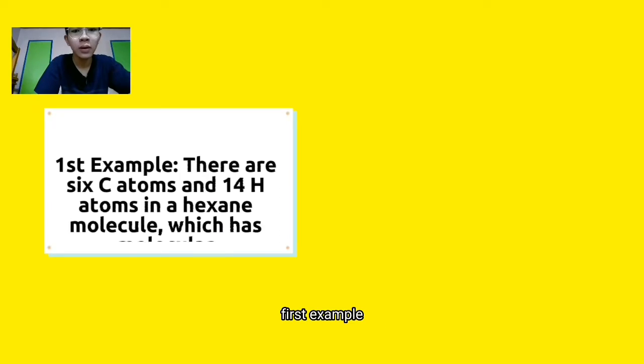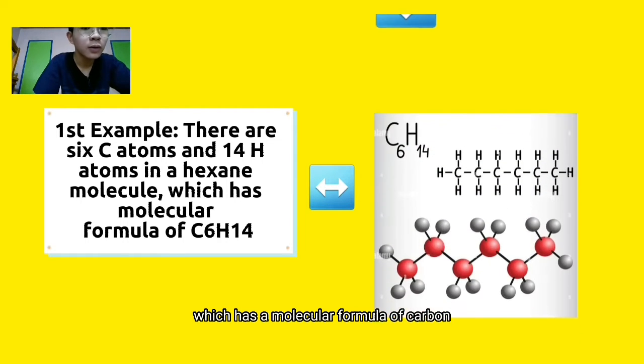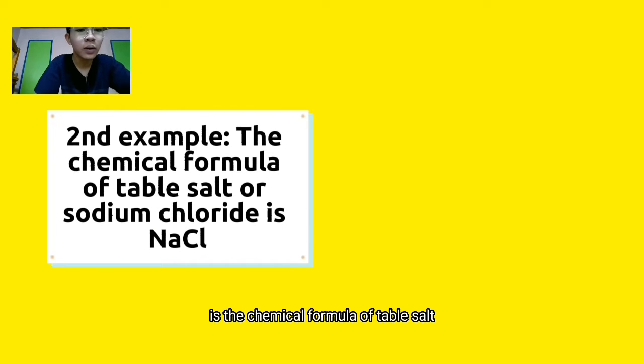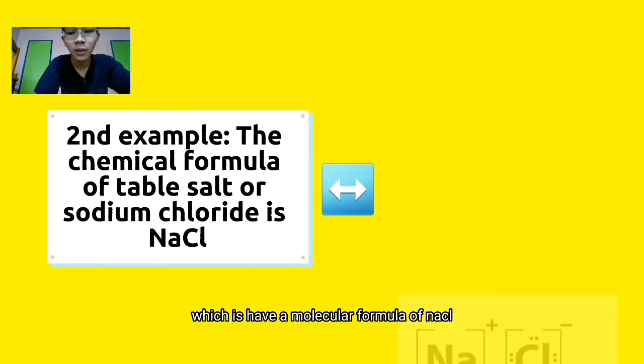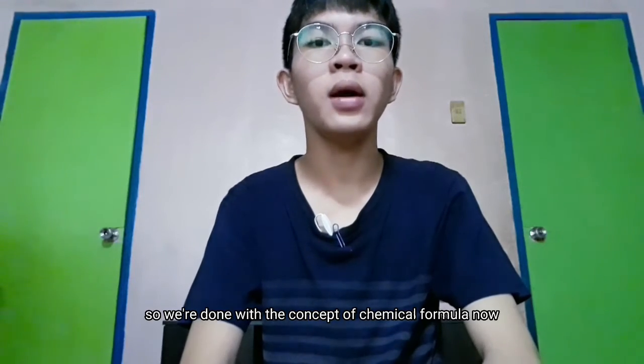First example, there are 6 carbon atoms and 14 hydrogen atoms in a hexane molecule, which has a molecular formula of C subscript 6, H subscript 14. The second example is the chemical formula of table salt, or the sodium chloride, which has a molecular formula of NaCl. So we're done with the concept of chemical formula.